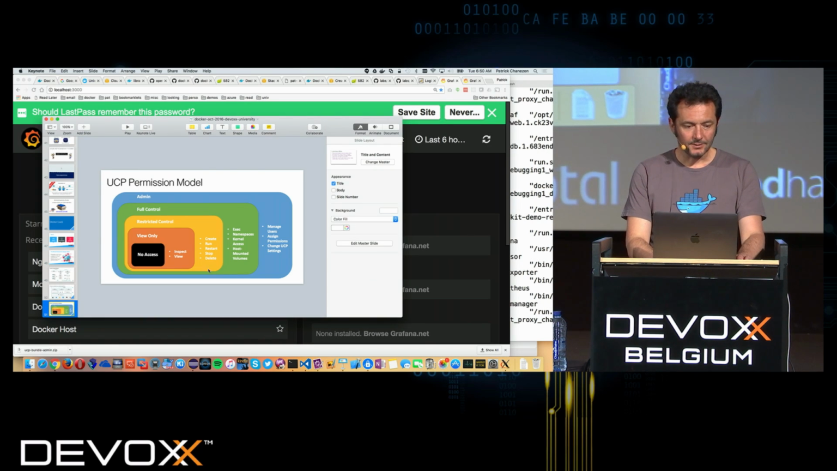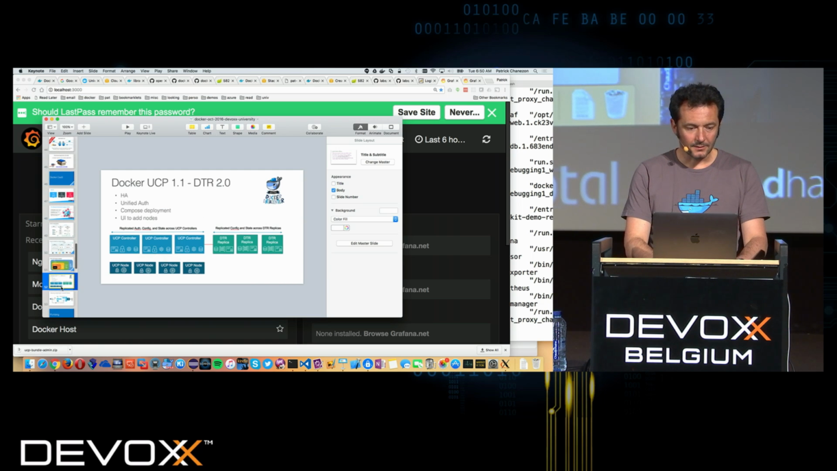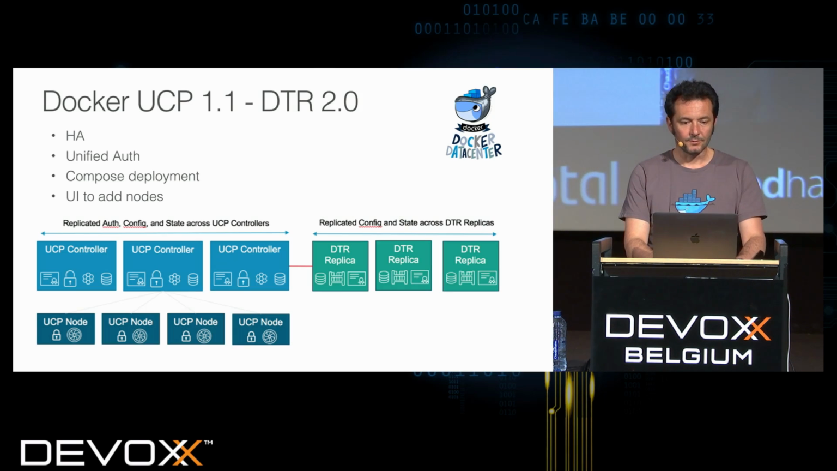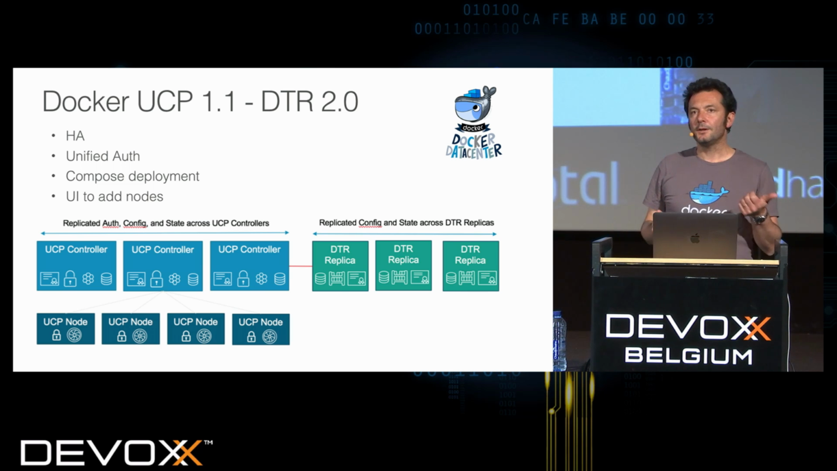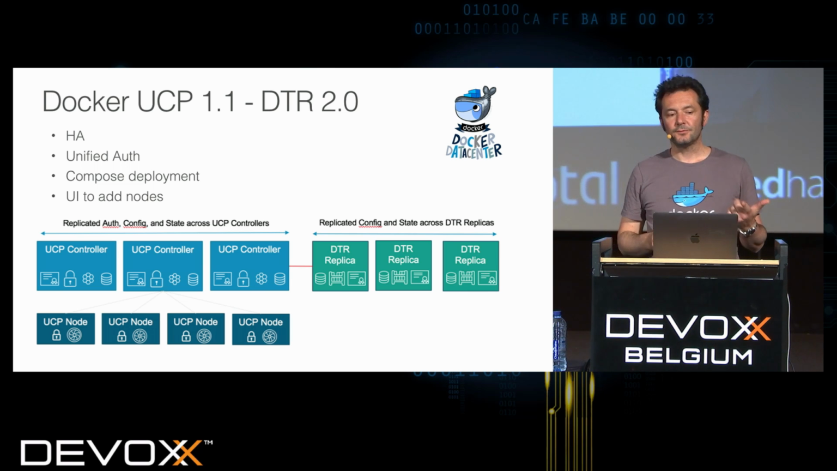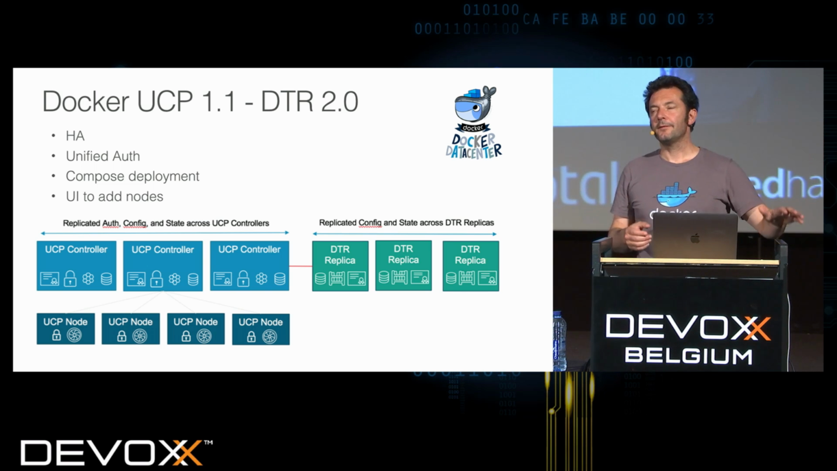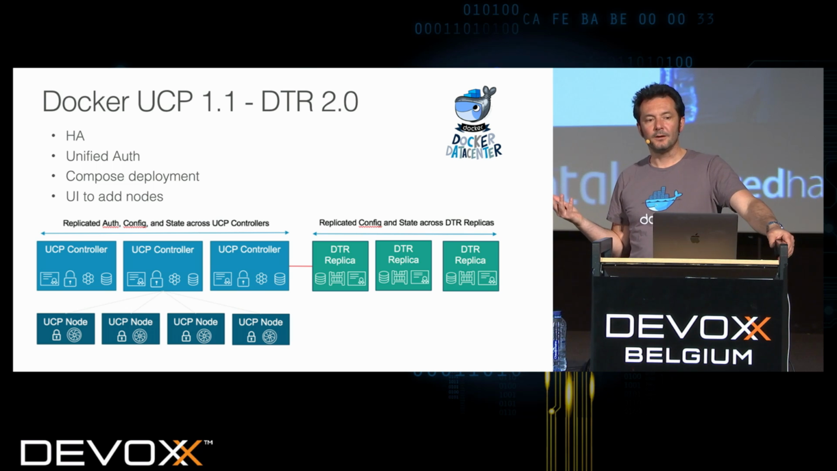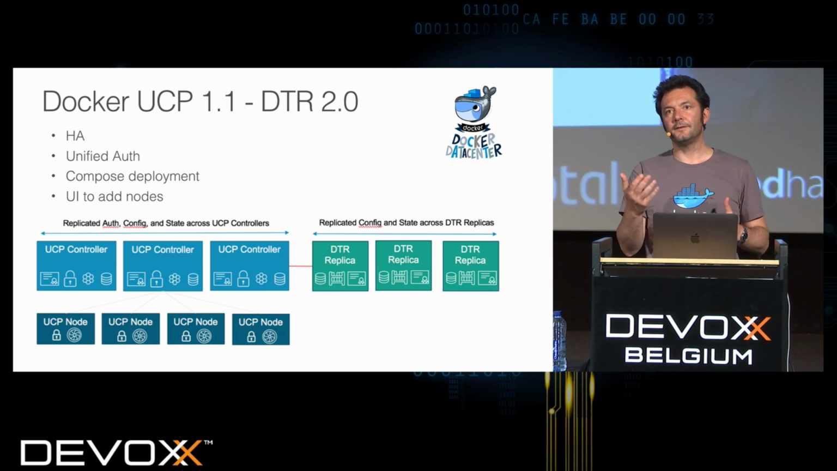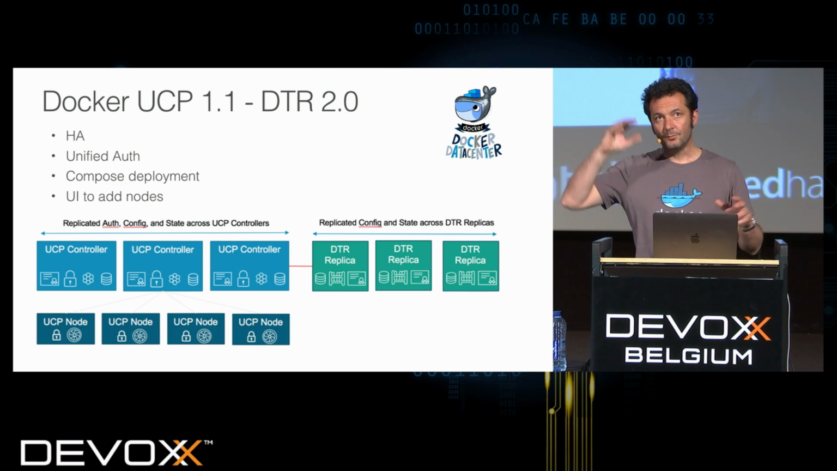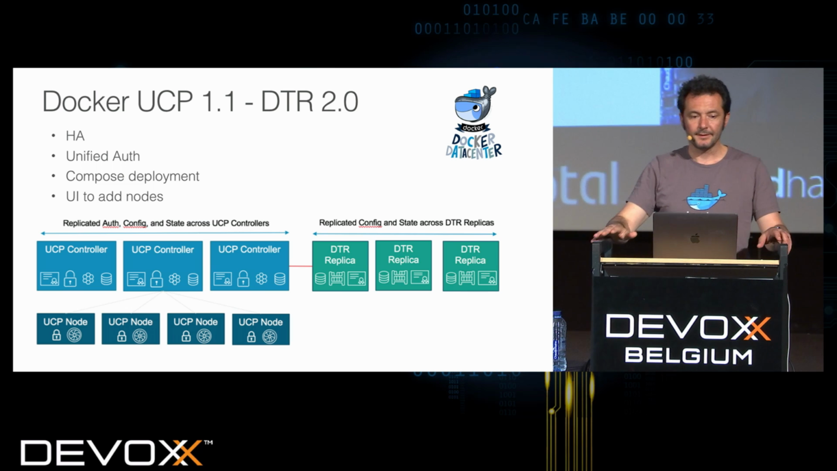I can show you what this looks like, or maybe I'll talk and then I'll show you. The latest versions are Docker UCP 1.1 and DTR 2.0. These are the production versions that are available. But I think right now there's a beta of UCP 2.0, and that's what I'll show you. I'm just using the nightly builds for the demo, deployed on top of Docker for AWS.